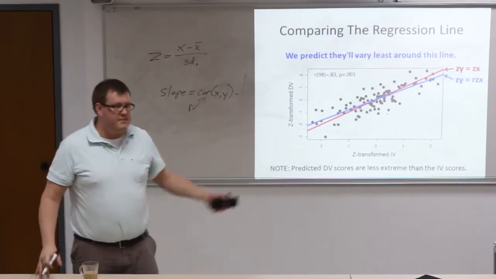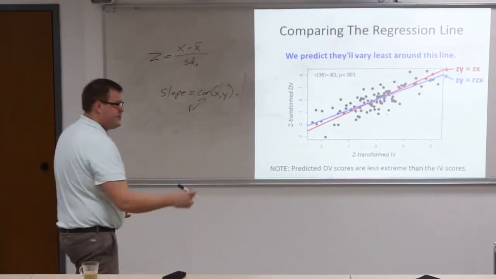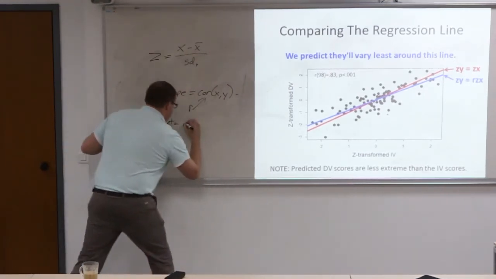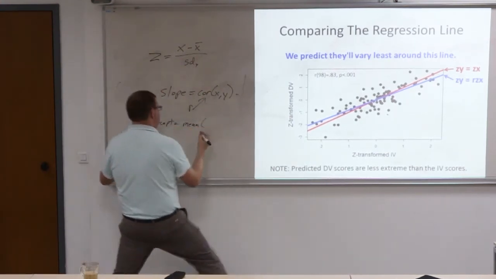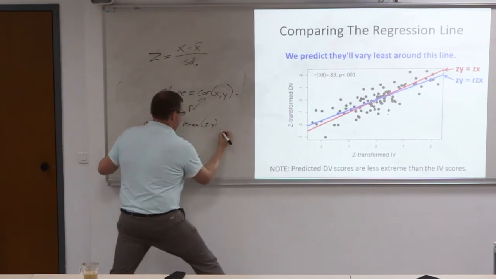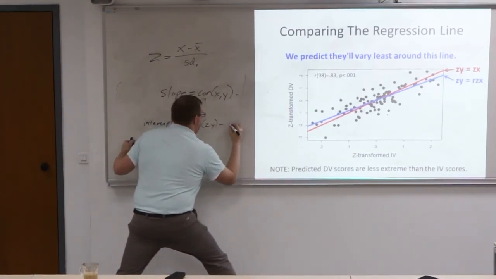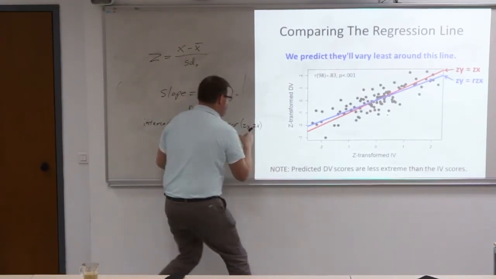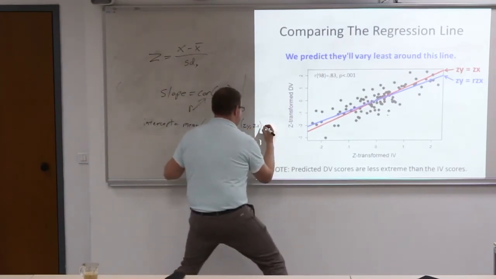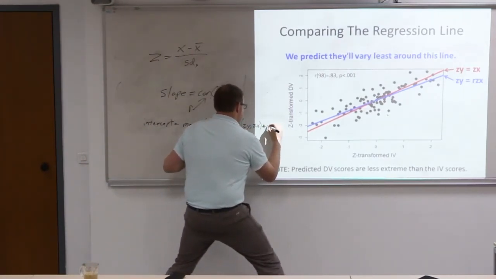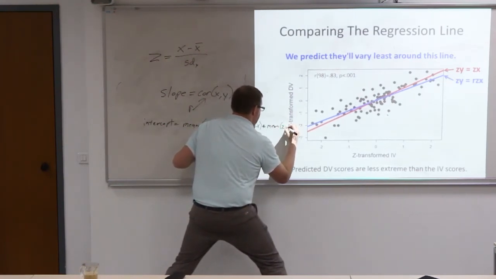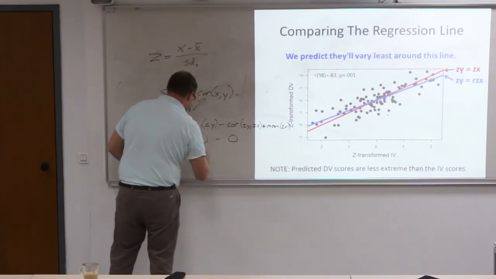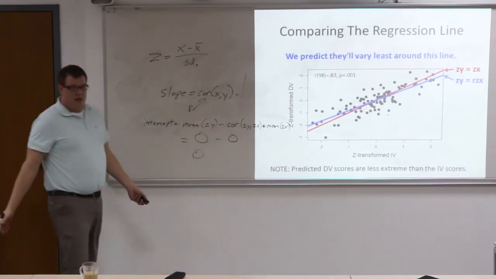And the intercept, we have no intercept here. Do you guys remember the formula for intercept? Yes. Intercept equals the mean of zy minus the correlation of zy and zx, it doesn't matter which one you put in first, okay, times the mean of zx. Well, the mean of zy is 0 minus correlation times 0, that's 0. So the intercept is just 0. Right?